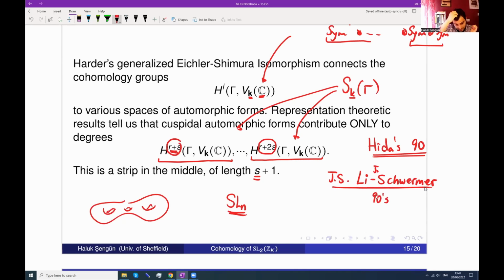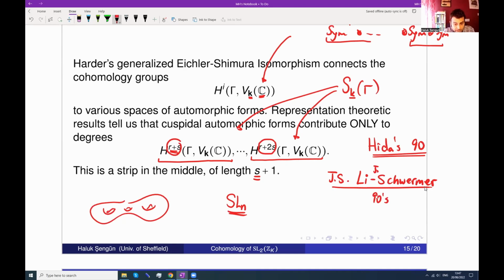There's a famous example of Piatetski-Shapiro and Roger Howe, which gives you cuspidal but non-tempered things in degree 1. What's the group there? I forgot what the group is, but some orthogonal group.